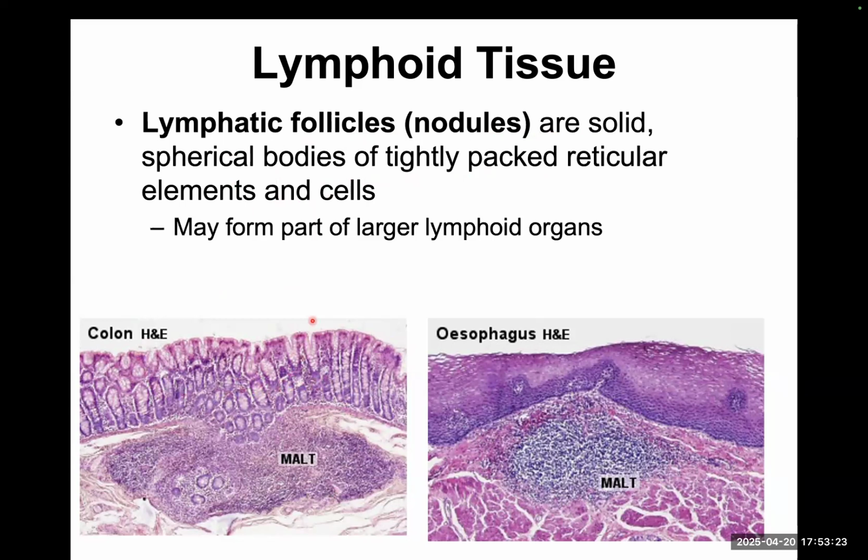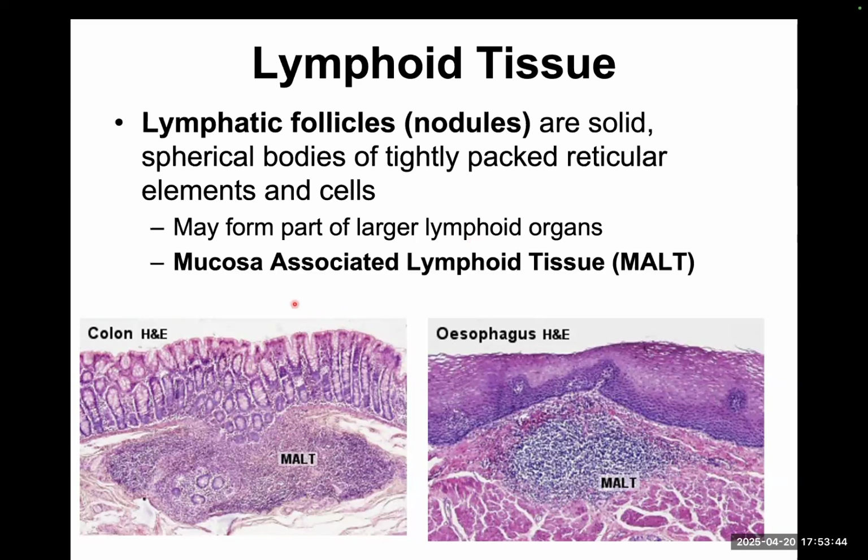And they may form part of larger lymphoid organs. So they're going to be in there with the diffuse. So in this case, these are a little bit easier to cut off if they become cancerous or they cause problems. So the ones we're gonna focus on is called MALT, and MALT stands for mucosa associated lymphoid tissue, MALT.